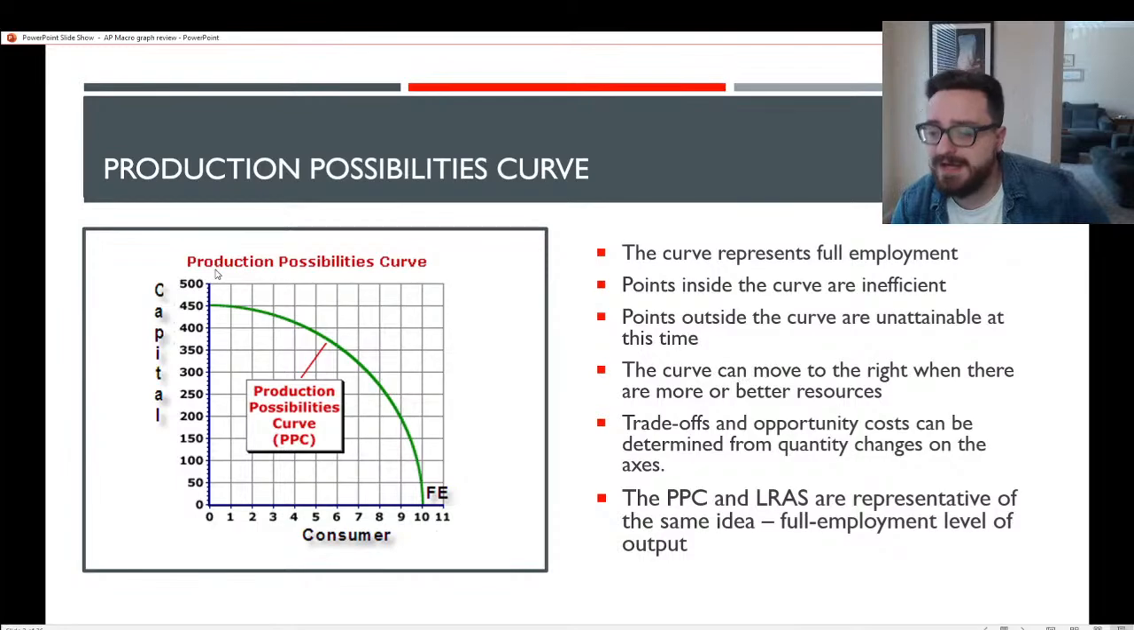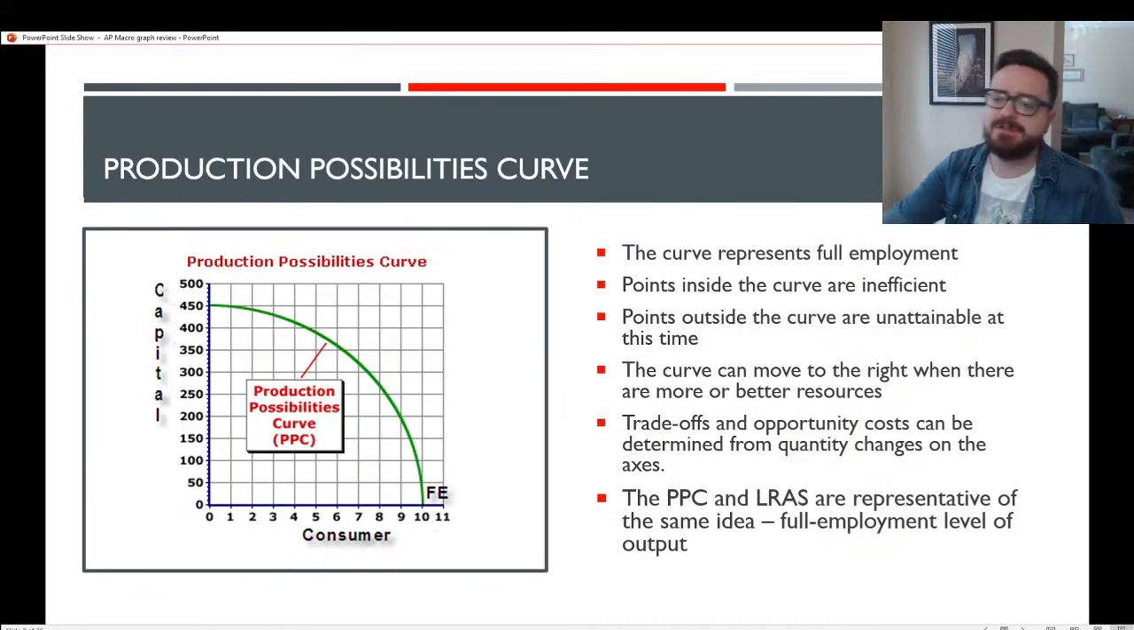The curve can move out to the right when there are more or better resources. That's fairly simple. If I got better tech, tools, machinery, I should be able to produce more stuff. So I would shift the curve out. An important thing to know later on in the course, like way after we learn about production possibilities curve, is that moving the PPC outward is a means of showing economic growth. That if I move that curve out to the right, I would be showing economic growth. If I had fewer resources as a whole, if my maximum level of production was getting decreased from something, like a massive natural disaster that wipes out a bunch of usable land and stuff, then my curve would shift in.